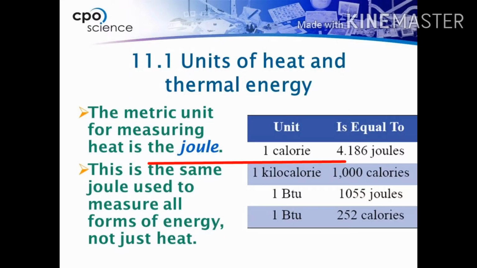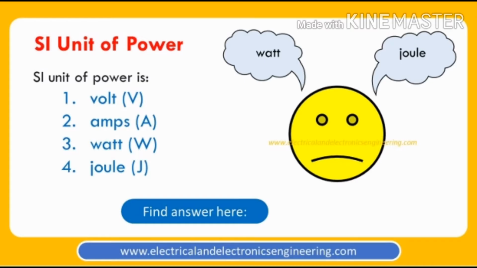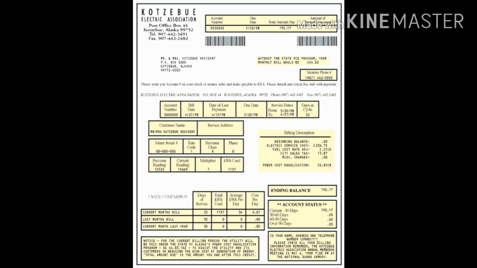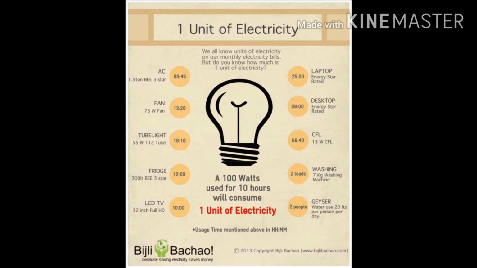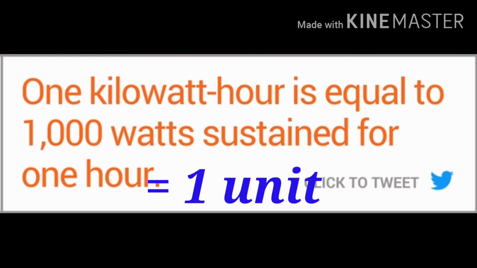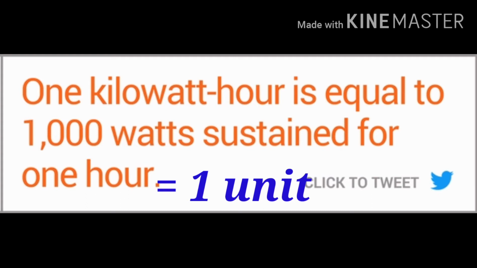The unit of heat is joule or calorie, and the unit of electrical power is watt, which is also called joule per second. But watt is a very small unit of electrical power. Therefore, in day-to-day practice, kilowatt unit is used to measure the electric power. If you see your electricity bill, there you will find the electricity bill is specified in terms of units. What is meant by unit? If 1 kilowatt power is used for 1 hour, then it is called 1 kilowatt hour, which is equal to 1 unit. That means 1 unit is equal to 1 kilowatt hour, which is equal to 3.6 into 10 raised to 6 joule.